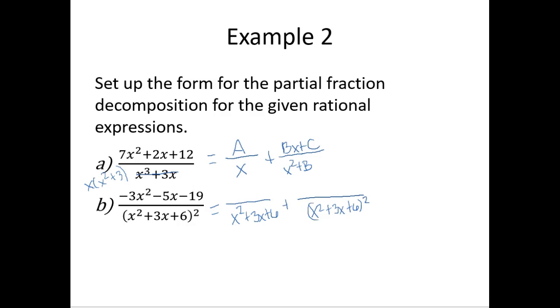and then squared. All right, and then in the numerator, since this is a squared term, I want to be sure and put a linear term up here. So we're going to have Ax plus B, and over here, same thing, I want to be sure and put a linear term up here. So we're going to have Cx plus D. And now we have our setup, and we can go and find out what the partial fractions are.